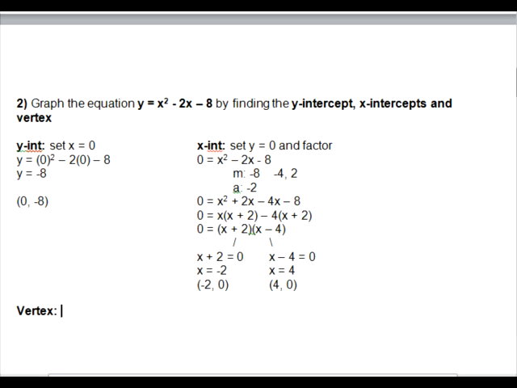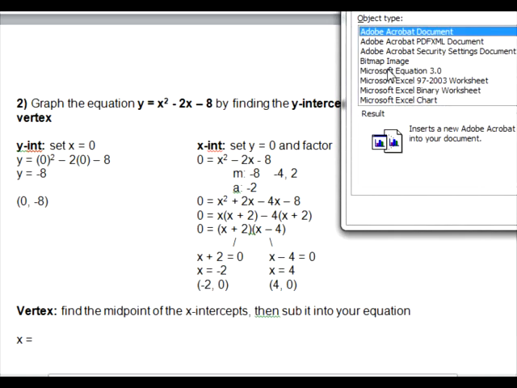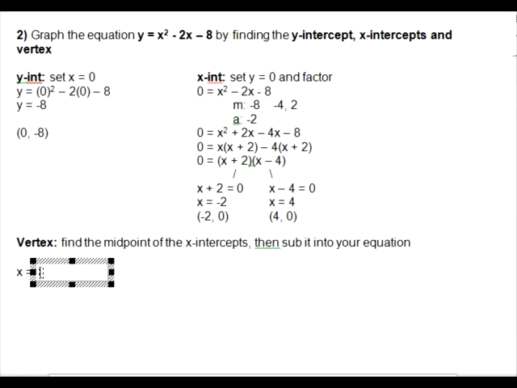Next is my vertex. What you're going to do is find the midpoint of the x-intercepts, then sub it into your equation. So to get my x value, I'm just going to take my two x-intercepts, negative 2 and 4, negative 2 plus 4, and divide by 2.